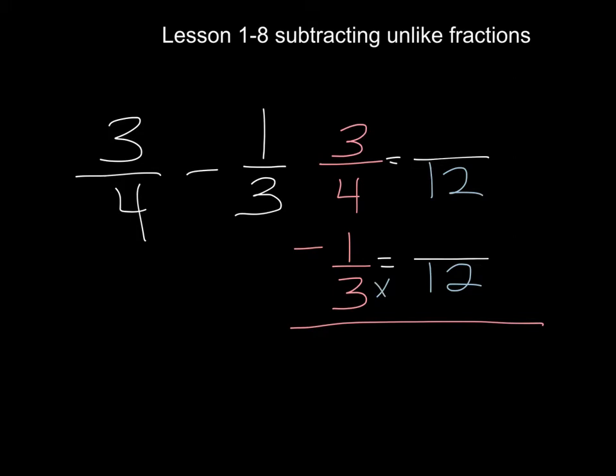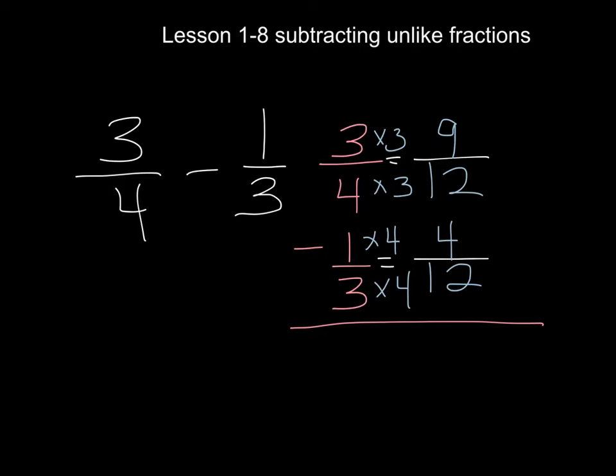So here on the bottom fraction, 3 times 4 equals 12. 1 times 4 then equals 4. We have our new fraction. On the top, we have 4 times 3 equals 12, and 3 times 3 equals 9. There's our new fraction on the top. We now have common denominators, and now we can subtract.